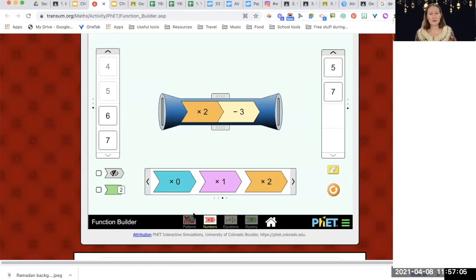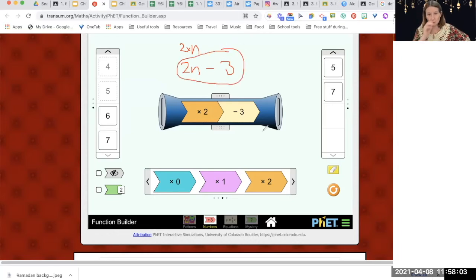So to write what this machine would look like in algebra, I'm going to use n as the number that's going in. So 2n means 2 times n, take away 3. That's the rule I'm making here. 2n, n being the number that I put in, take away 3.